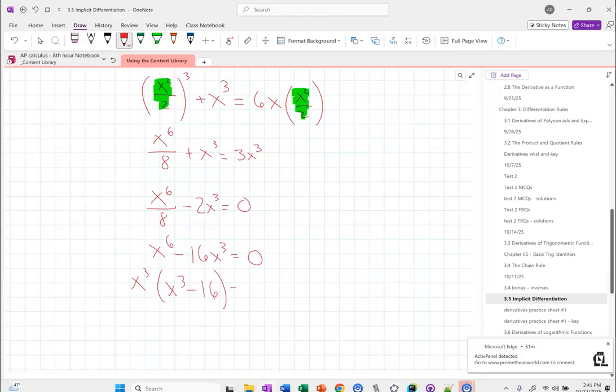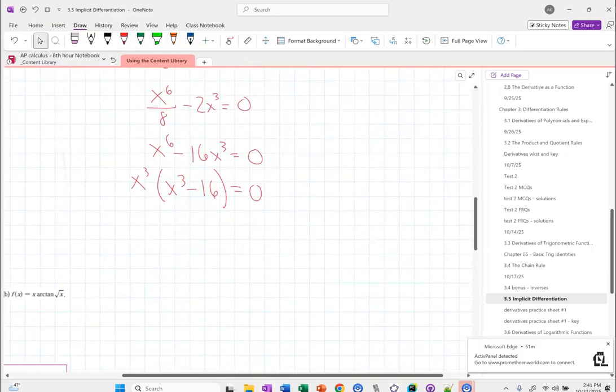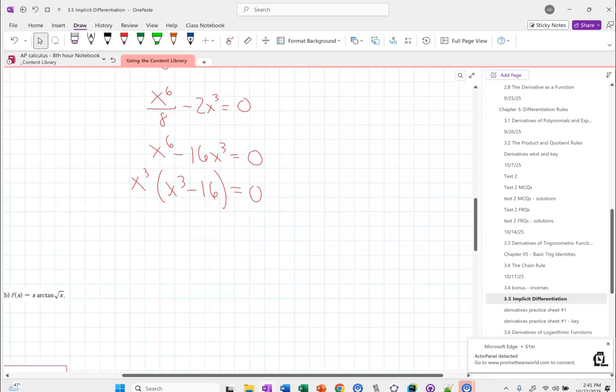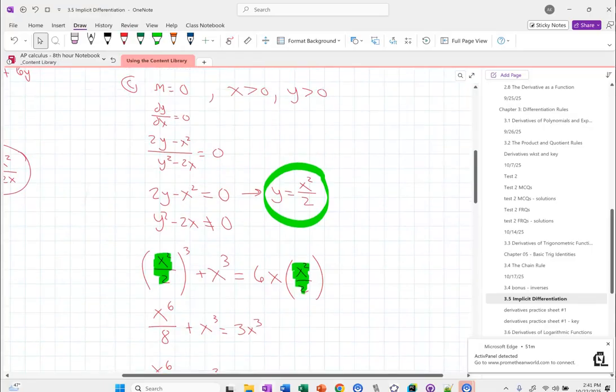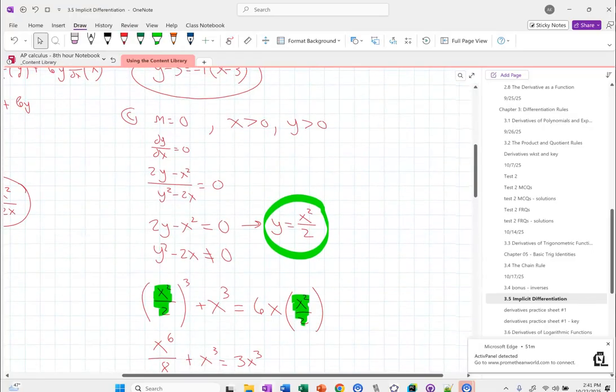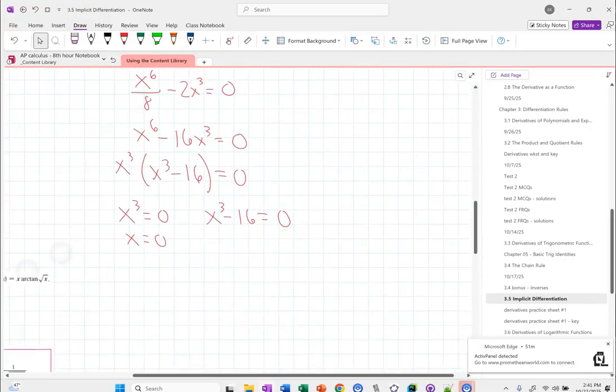Was there another way to do it? This is the best. I think this is a good way. Okay, now what? Zero product property, so I can set each piece equal to 0. So here I get x equals 0. What can I do with that? When x is 0, the derivative is 0. Uh-oh. Not a possible solution.